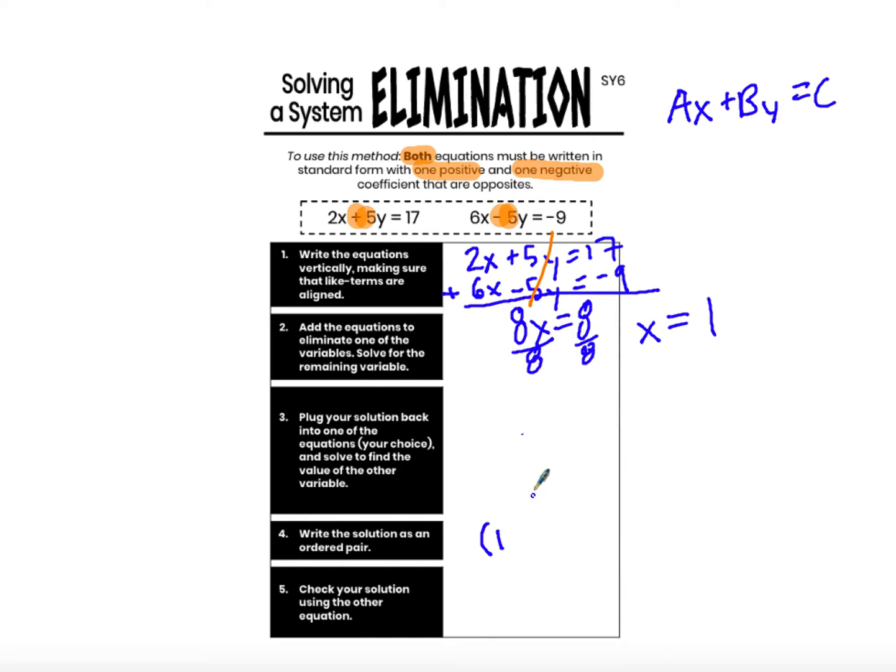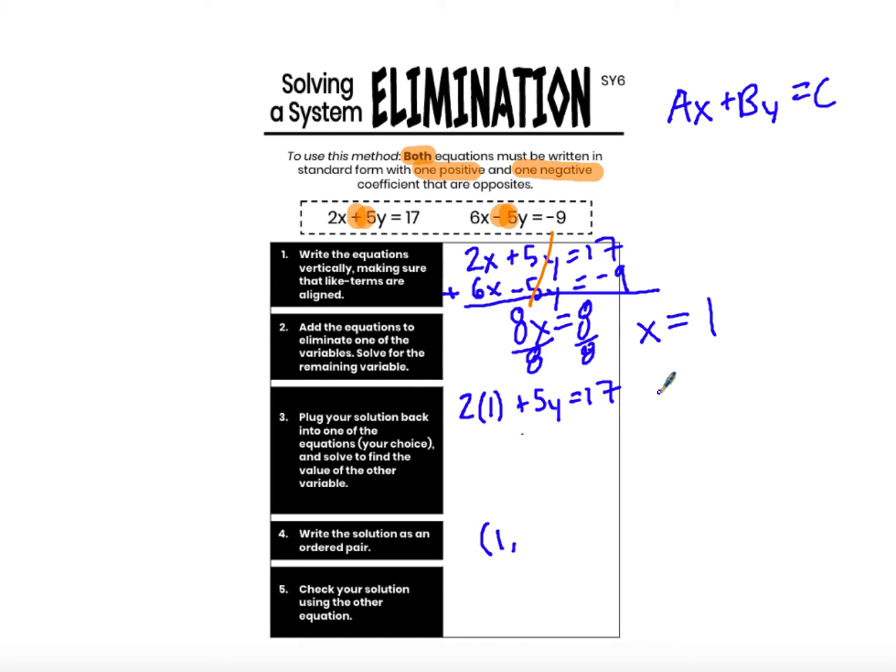Our next step, which is the less pleasant part of elimination, is we're going to plug that half of the solution, x equals 1, back into either of the equations. It does not matter which one I choose. I'm usually just going to use the first one. So 2x is 2 times x, where x is 1, plus 5y equals 17. So now we have to actually solve this equation for y.